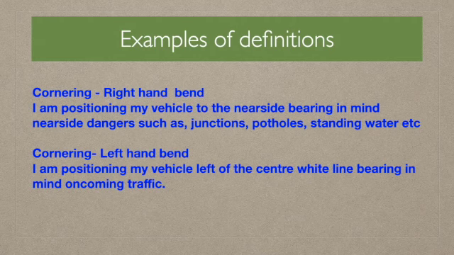Cornering. Right hand bend. I am positioning my vehicle to the near side, bearing in mind near side dangers such as junctions, potholes, standing water. Cornering left hand bend. I am positioning my vehicle left of the centre white line, bearing in mind oncoming traffic.